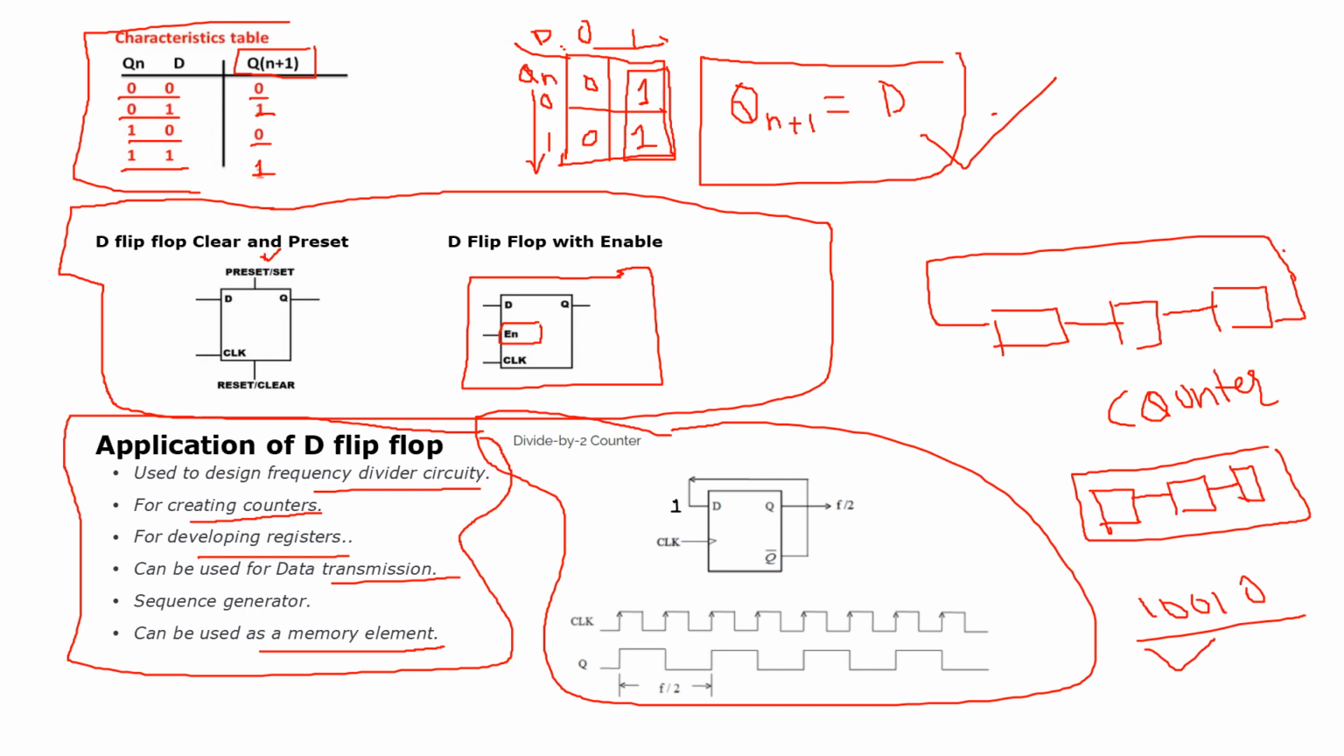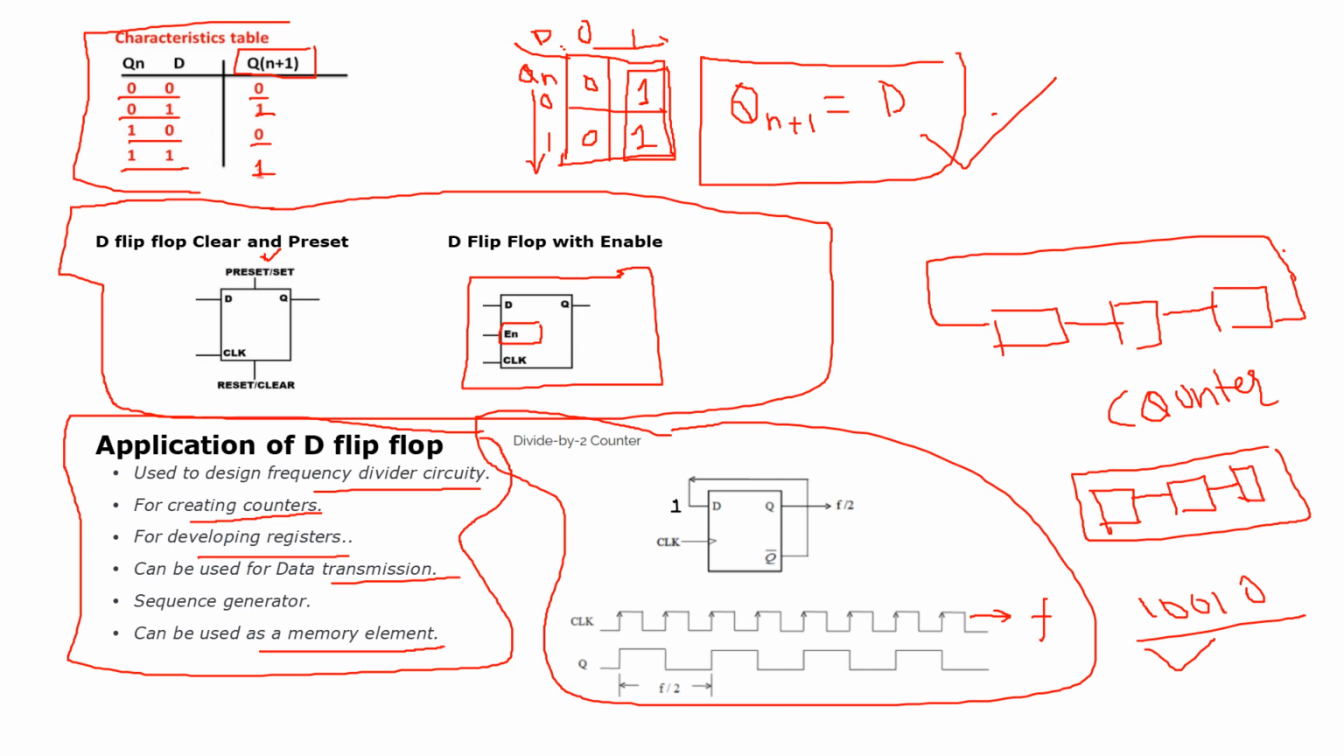Let's see this divide by 2 counter. Here you see my complement output is connected as feedback to D. This is my clock, where you can see the rising edge, and let's suppose this has a frequency f. Now the output Q will be, let's suppose D is 1, and my complement is connected to D. So when Q is 1, the complement will be 0, and again 0 will be coming to D.